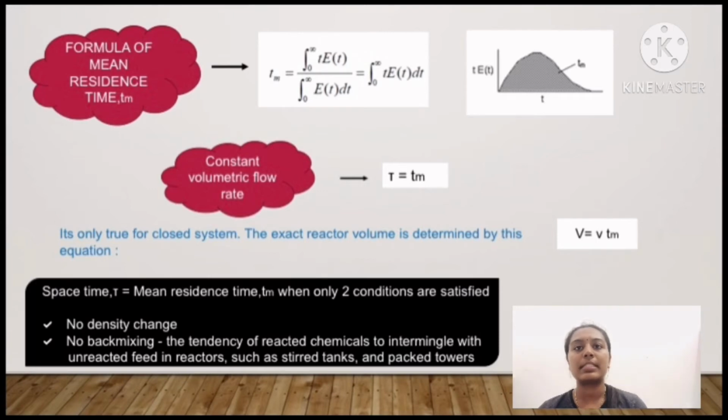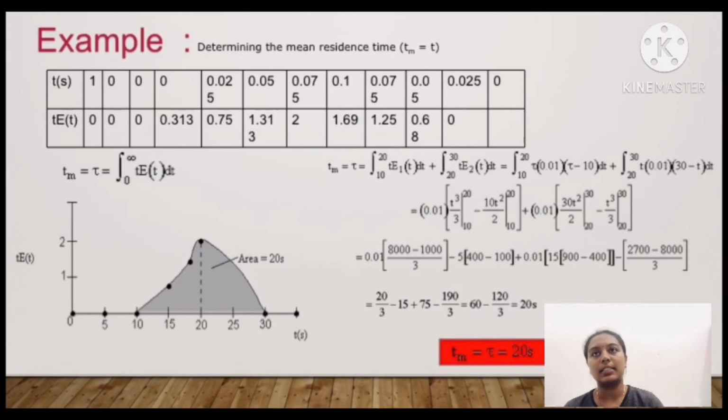Besides, space-time equals to mean residence time when only two conditions are satisfied. First, no density change. Second, no backmixing. Backmixing means the tendency of reacted chemicals to intermingle with unreacted feed in reactors, such as stirred tanks and packed towers. The last part is the calculation of mean residence time.